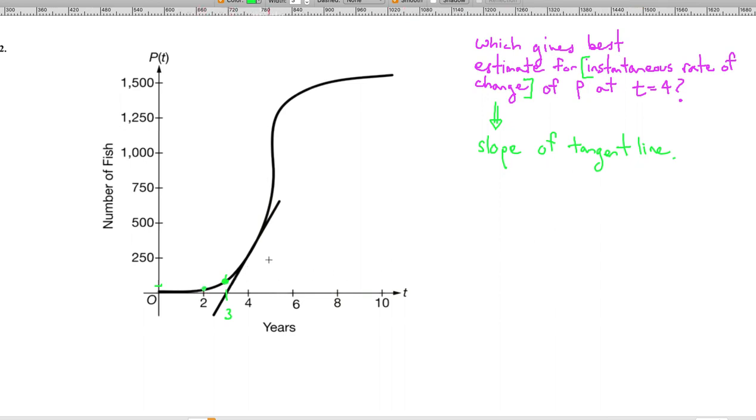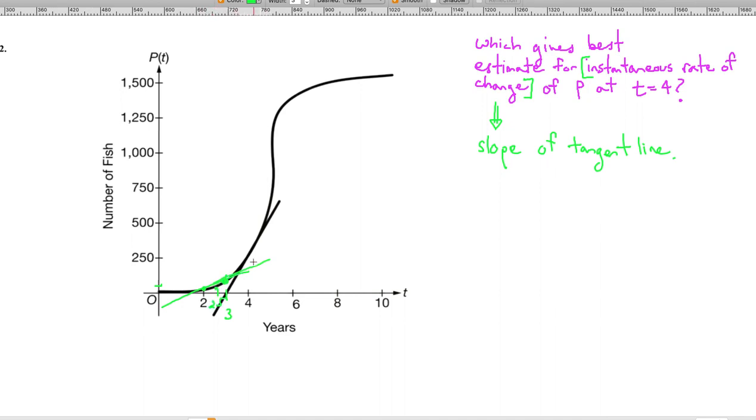Because let's say I did the slope of this secant line. That would be the slope of the secant line between 2 and 3. That would be the average rate of change between 2 and 3 years, in that 1 year period. But if I want an instantaneous change, that time period shortens. The instant is instantaneous. So you want to take smaller and smaller intervals, or shorter and shorter time periods. So like 2.5.